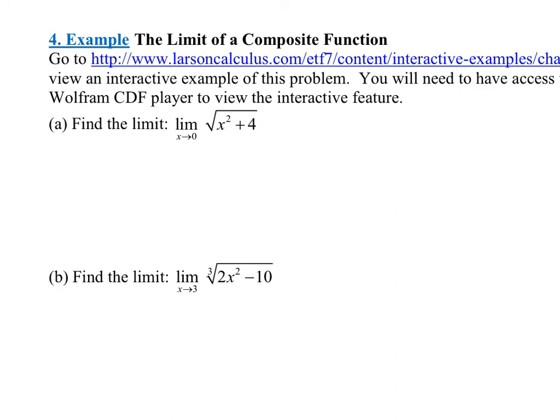But this one, 4a, says find the limit as x approaches 0 of the square root of x squared plus 4. Well, because it's a radical, because of our rules, we know this has to be equal to the square root of 0 squared plus 4, as long as that exists. Well, that's the square root of 4, which is simply 2, and I'm done.